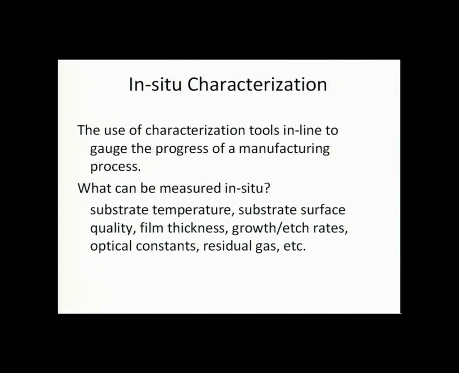In-situ characterization tools basically is talking about the use of characterization tools in line. It's used to gauge the progress of a manufacturing process, and it's designed to not interfere too much with normal production flow. So what can be measured in situ? How can we do this? Well, we can measure things such as substrate temperature, surface quality, film thickness, growth or etch rates, optical constants, residual gases, and others.